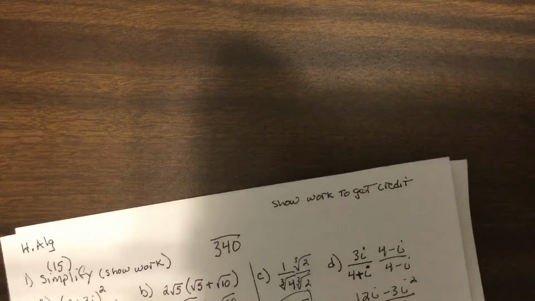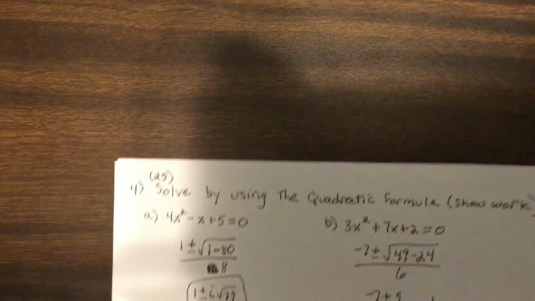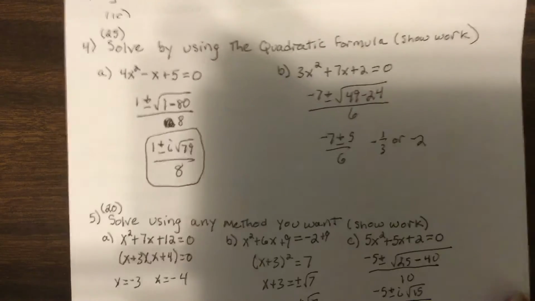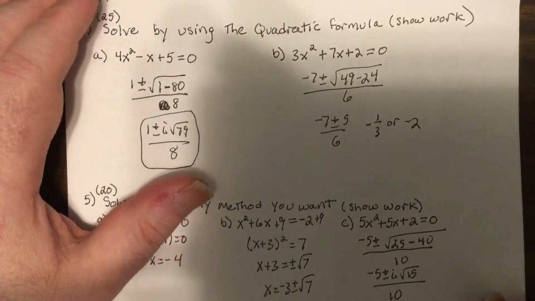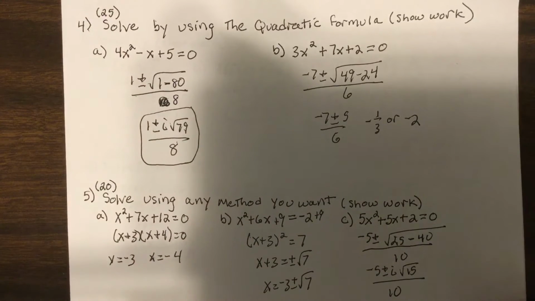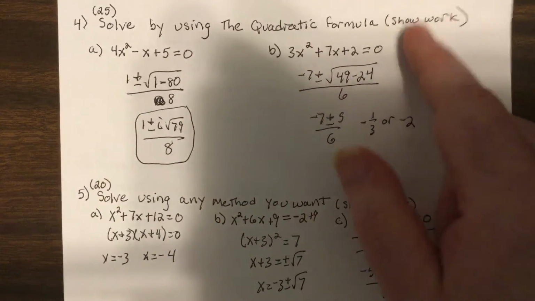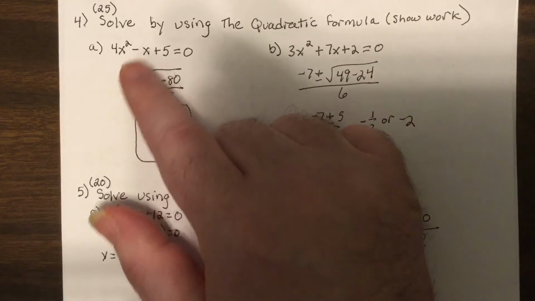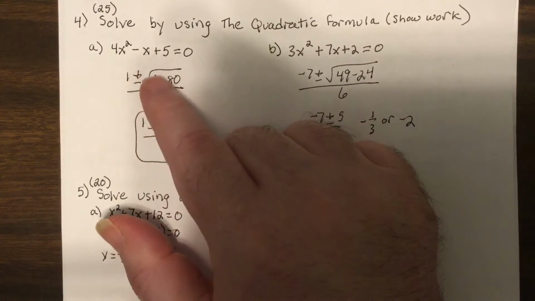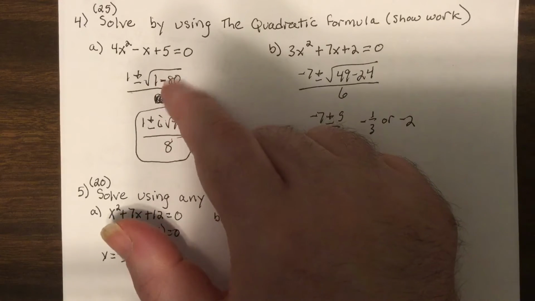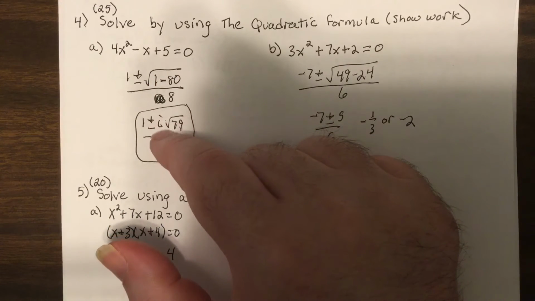Okay, let me go to the next page here. Okay. So now it says solve by quadratic formula. Some people solve by another method. No, it said quadratic formula. Also show work. So this is -b plus or minus square root of b squared minus 4ac. So this is -79. You've got to pop the i out.